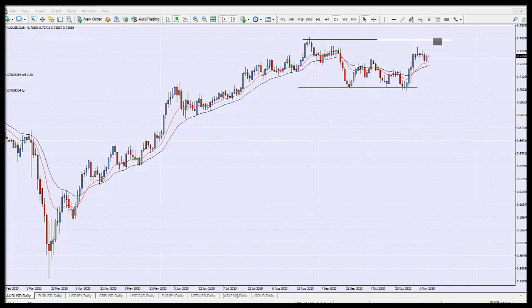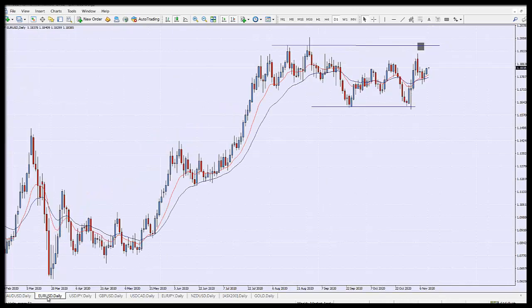All right, so there you have it. That's my Aussie US dollar for this week. It looks unlikely that I may get a setup, but let's see what happens. Let's move along. Let's have a look at the Euro USD.